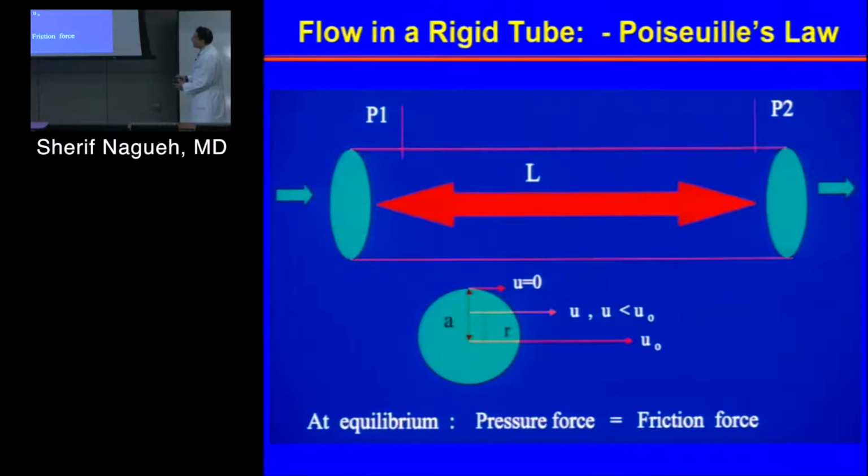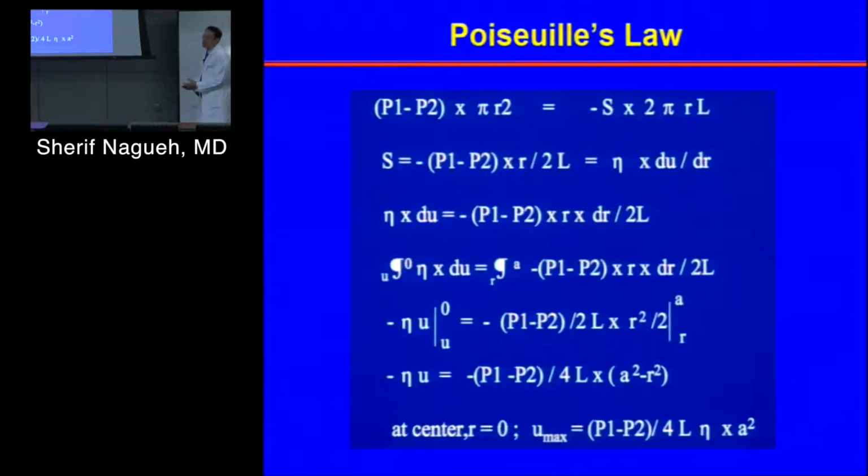At equilibrium, the force that wants to push the blood from point 1 to point 2 is balanced by the frictional forces. And we just mentioned for blood, frictional forces is viscosity. This is a derivation of Poiseuille's law. I will spare you that part, but it's not really challenging if you go through it step by step.